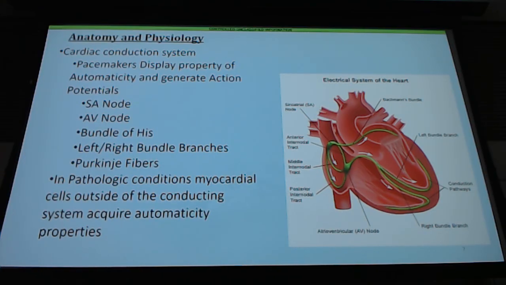And the cells that can generate these action potentials are, of course, your SA node, which is what we typically think of as the generator for the heart. But other cells in the conduction system can do this as well. Like the AV node can generate its own action potential if required. The bundle of His, the left and right bundle branches can generate their own, and the Purkinje fibers can do it as well.